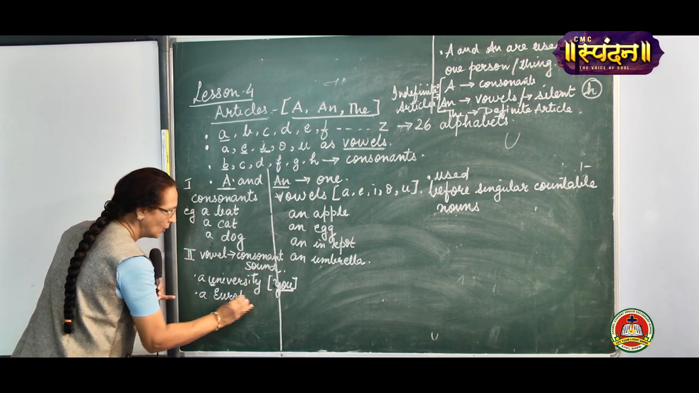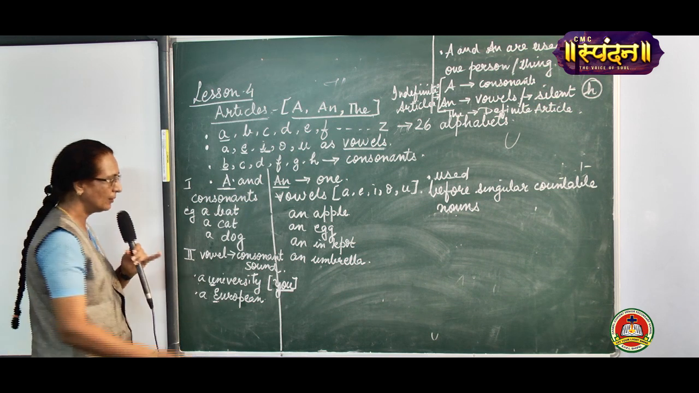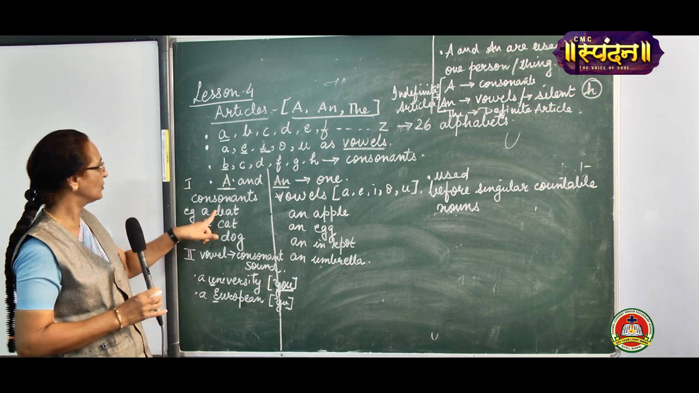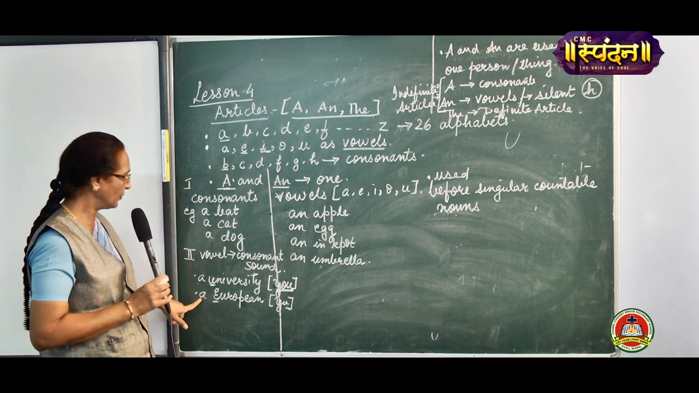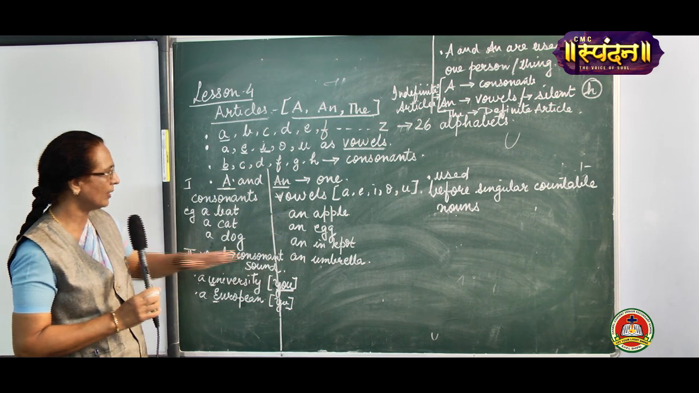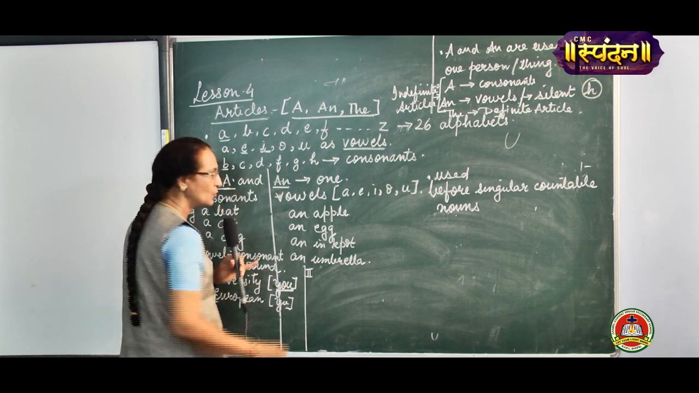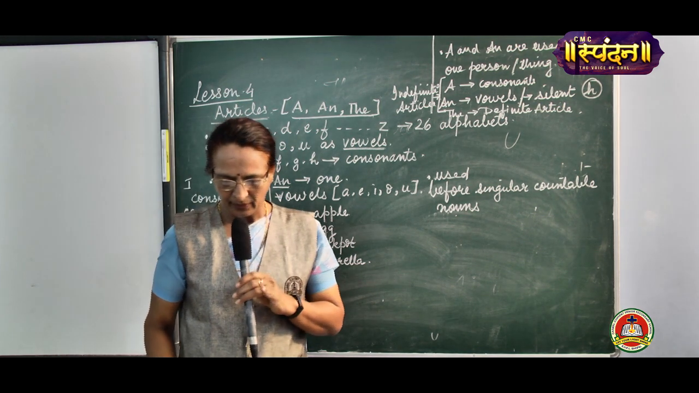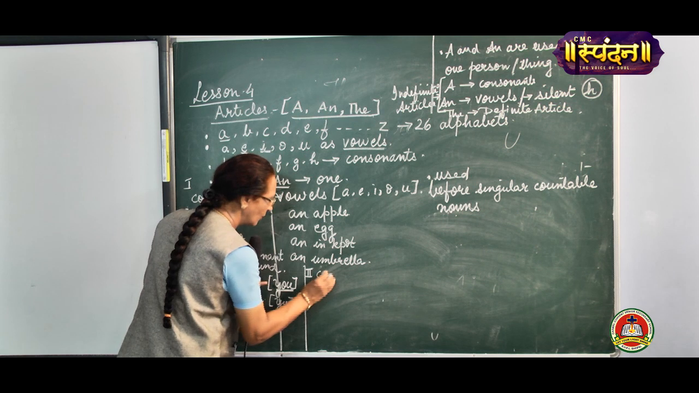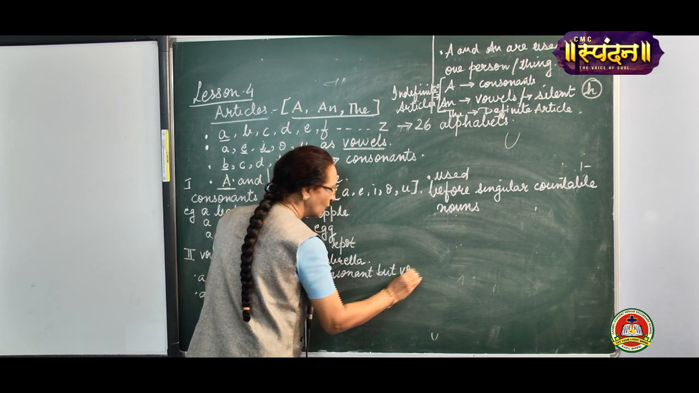A European. Though E is a vowel, again how are you pronouncing it? You. Again, it is a consonant sound, so you will be writing a before that. Is that clear, children? In the same way, for an also, there are certain words which start with a consonant, but check their vowel sound.